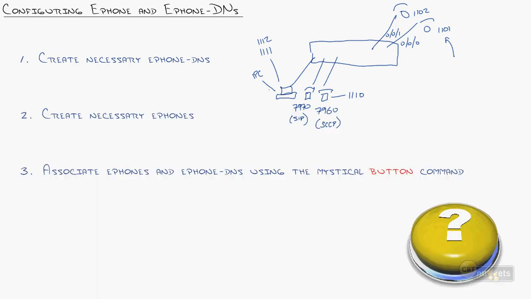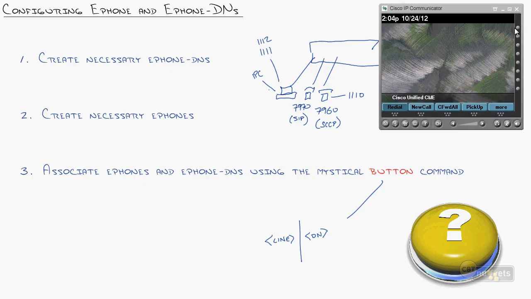Let me give you the basics. The button command is essentially broken into 2 pieces, line, then we have our separator, which I'll just represent as a line, and then DN. Here's the basic. Let's say I've got my IP communicator. Over here are the line buttons. As I'm hovering over, it's line 1, line 2, line 3. So these are the individual line buttons.